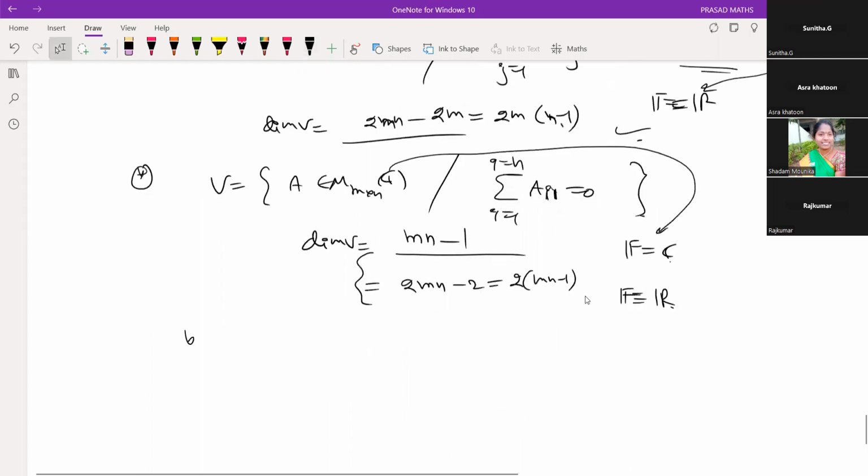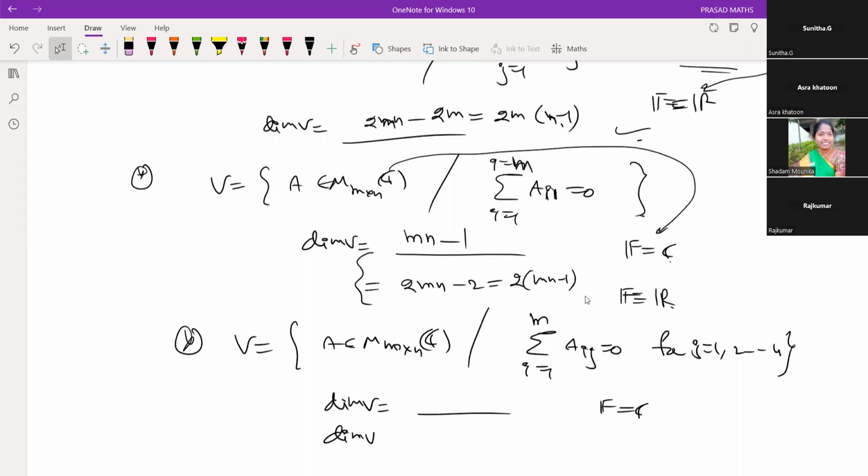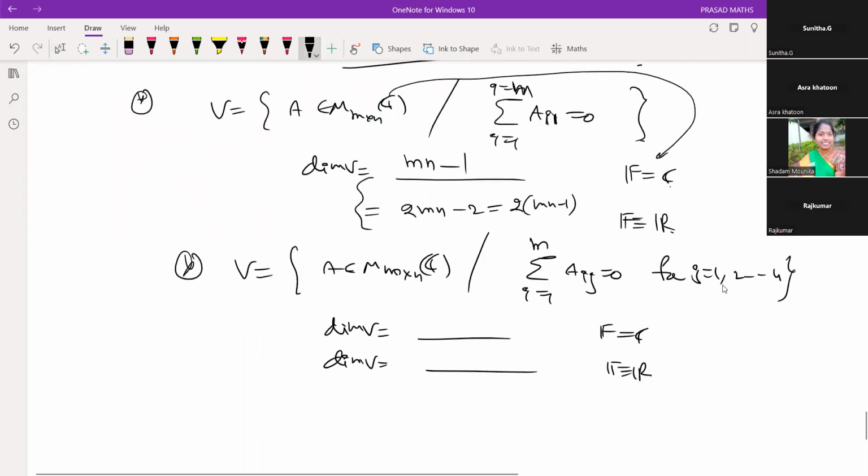One column sum is 0. Suppose I take each column sum is 0: the sum over i equals 1 to m of a_ij equals 0, for each j equals 1 to n. What is the dimension of V if my field is the complex field? And if my field is the real field? mn minus total variables minus how many conditions? n conditions. Therefore n into m minus 1.